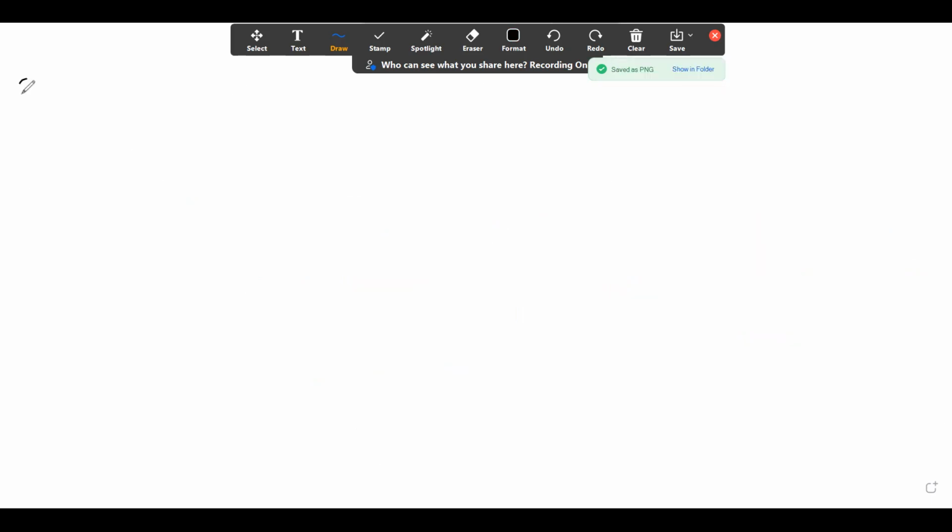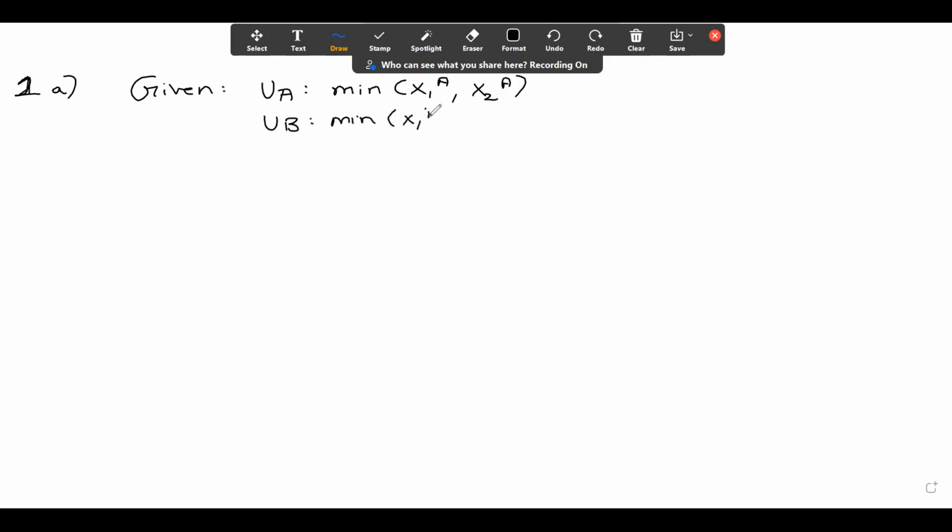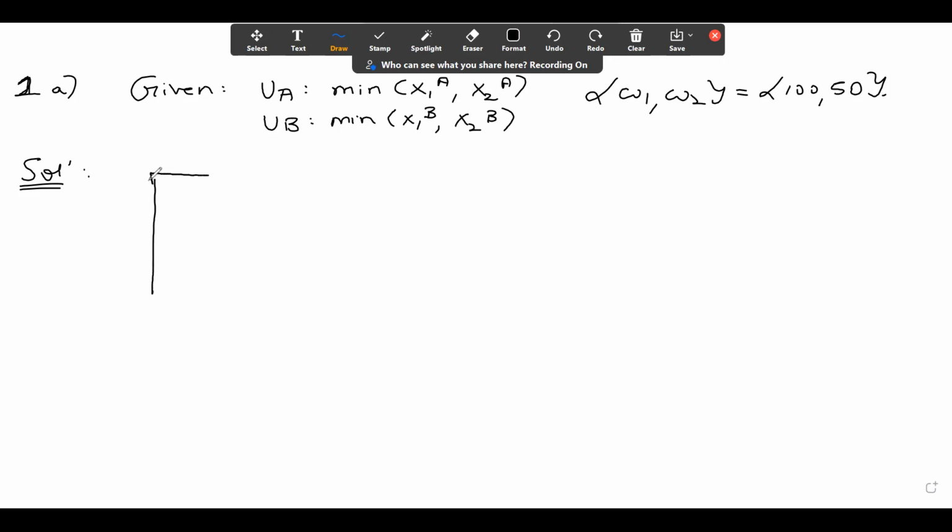If I erase this off, the second part to this question was asking you that given that utility of A is min of x1A, x2A, and utility of B was min of x1B, comma x2B, and now the endowments are given to us as 100, 50. The endowments are now 100, 50. So now my Edgeworth box is going to be a rectangle. So if I draw the Edgeworth box, it's going to look somewhat like this.